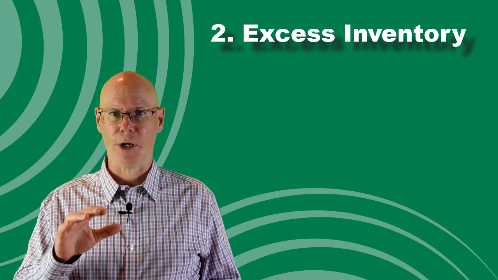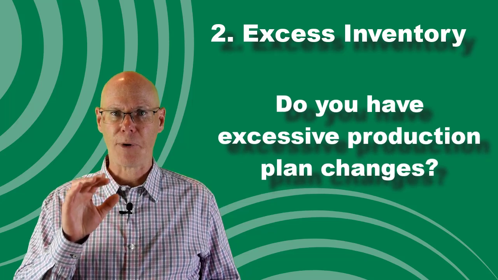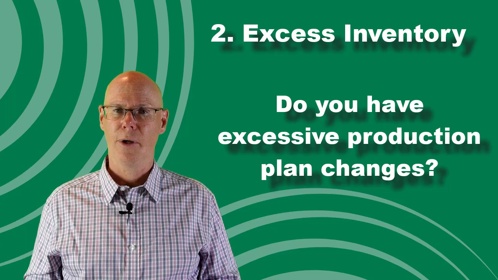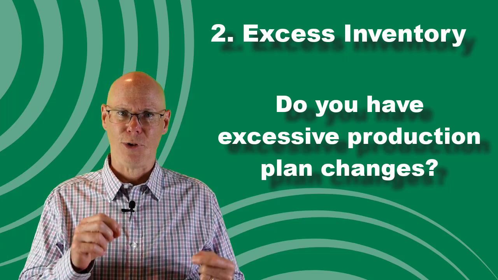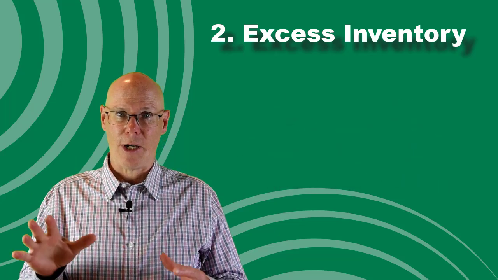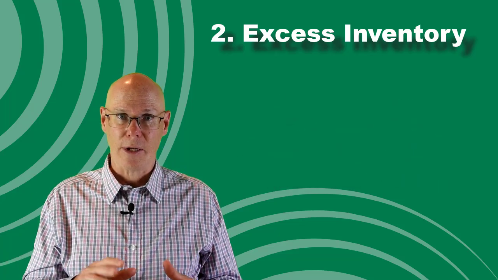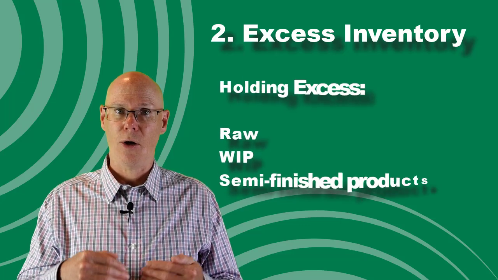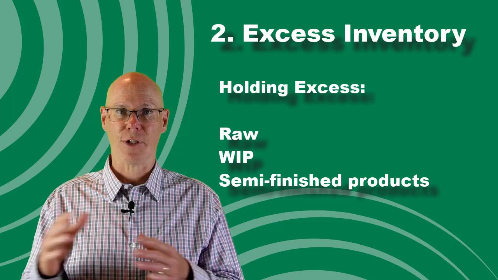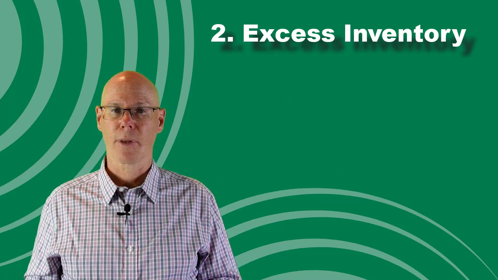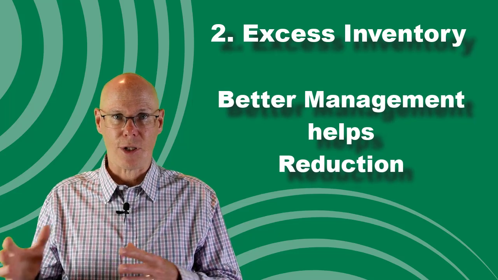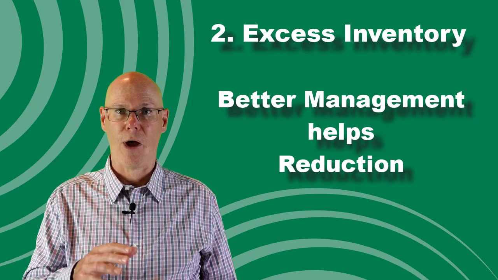The first place to look is, do you have excessive production plan changes within the firm or frozen zone? These changes will lead to excess inventory. Typically, organizations that are doing this are holding excess raw, WIP, or semi-finished product to manage for the scheduling changes. Better management of the supply plan and synchronization to the master production schedule will help reduce this.